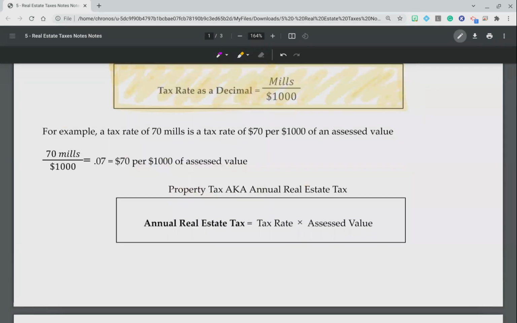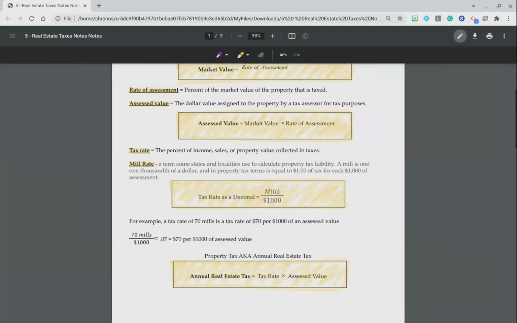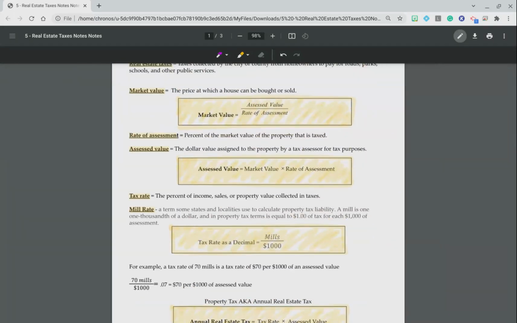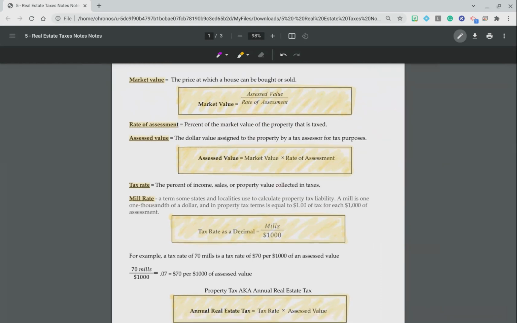Your property taxes, which is also known as your annual real estate tax, is equal to the tax rate times the assessed value. You do have a lot of formulas up here, but when you're asked questions throughout the assignment or even throughout these notes, just look at which formula you're supposed to use and you should be able to answer any of the questions that we give you.